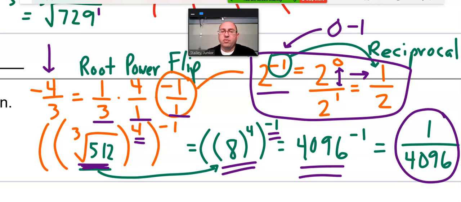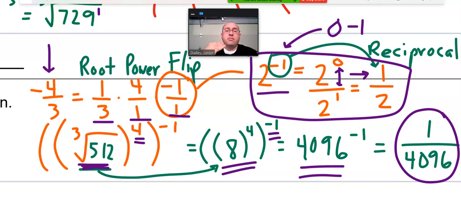No, I don't want decimals. I don't want you going to your calculator and getting some weird decimal for 512 to the negative 4/3 power. Math Excel won't want it either. So, understand: root, power, flip. You do it in that order, and I know for a fact you will do well every time.